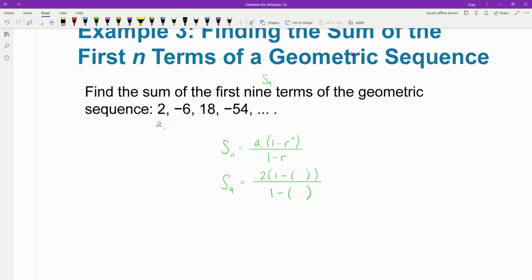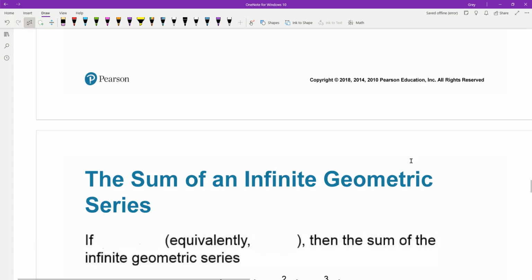R, what is R? R is what I get when I take any term and put it over the previous term. So R in this case is going to be -6 over 2, which is -3. So that's what I'm plugging in for R. And then N in this example is 9. So when you put that in your calculator, and I encourage you to put it in your calculator right now, pause, put it in your calculator, and see if you get an answer of 9,842. If you don't, you need some help with your calculator, please let me know. It's an important skill.